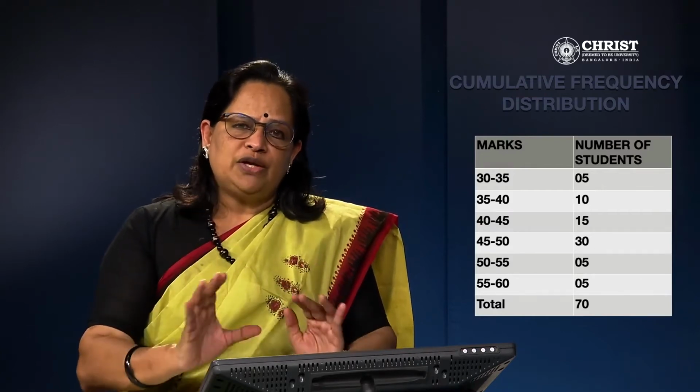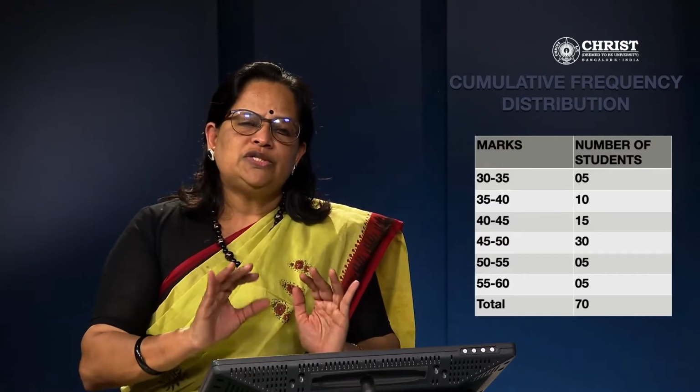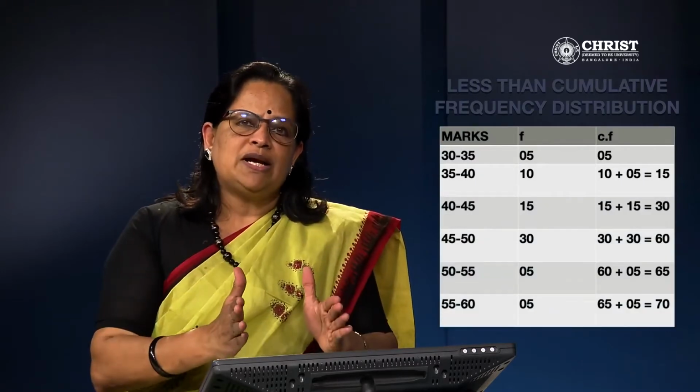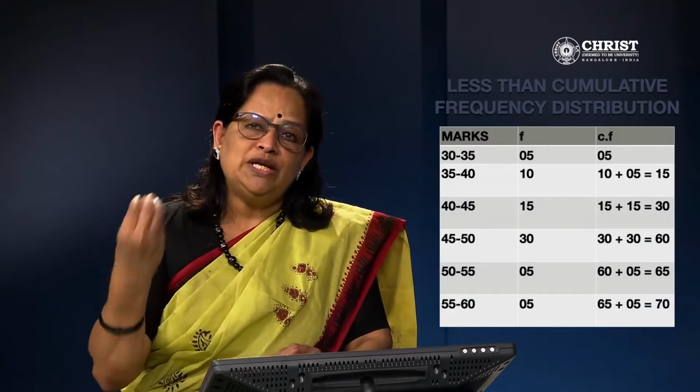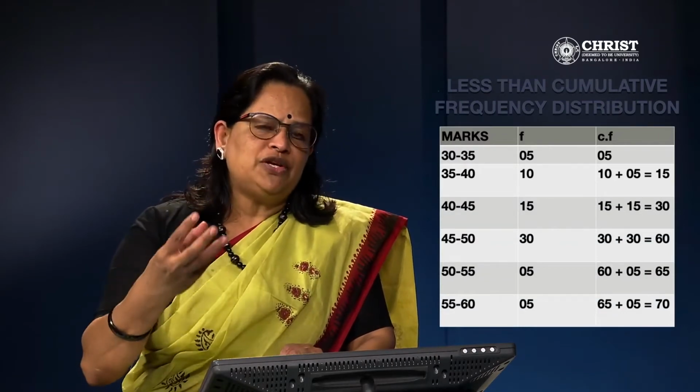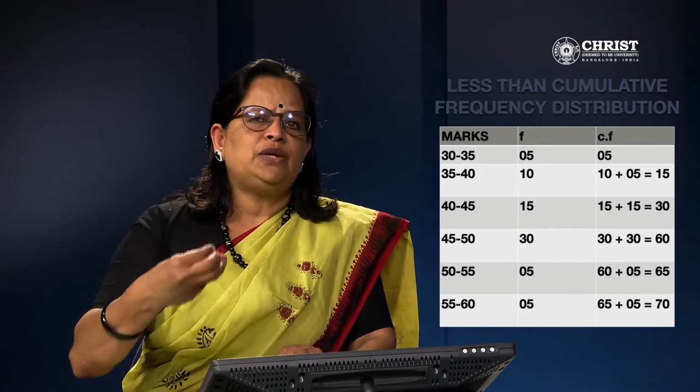So the total frequency is 70. Now we are going to see how we are going to write the less than cumulative frequency distribution. So this is the table. In the first column we will write the marks, in the second column the frequency values, and the third column is cumulative frequency values. Cumulative frequency values means adding the frequency values.